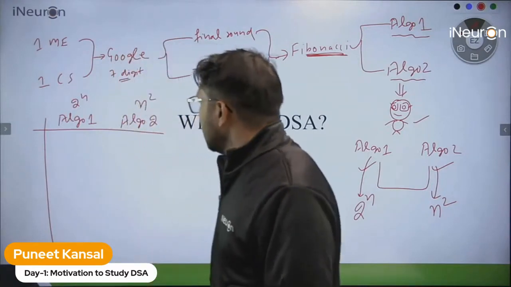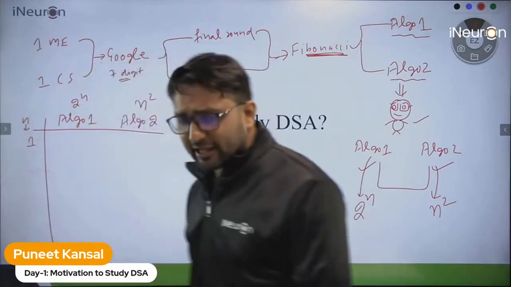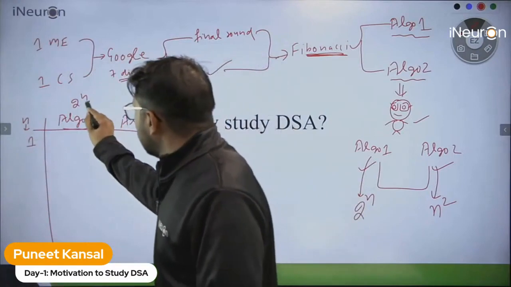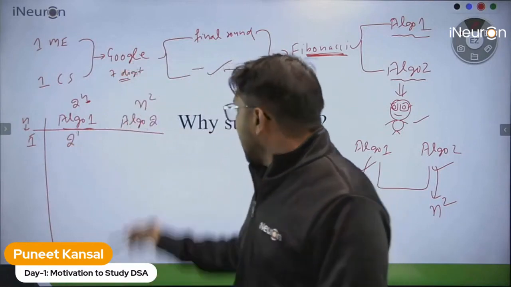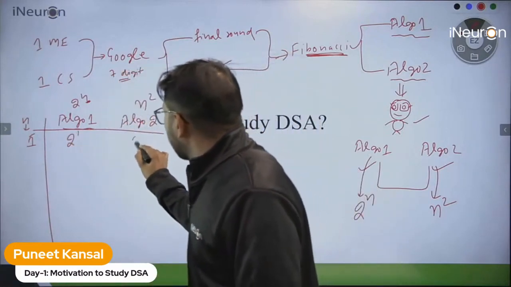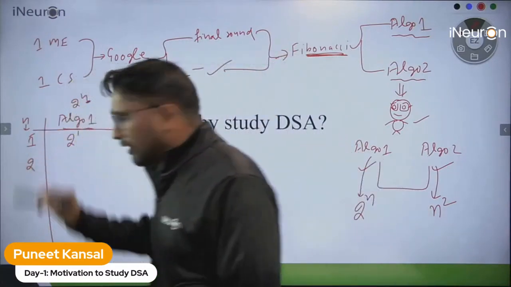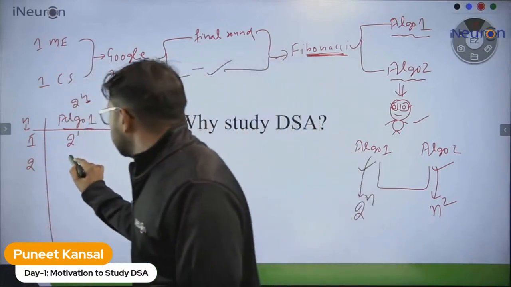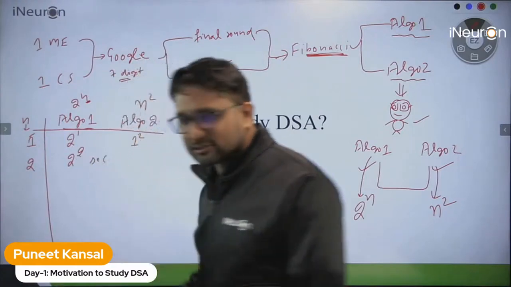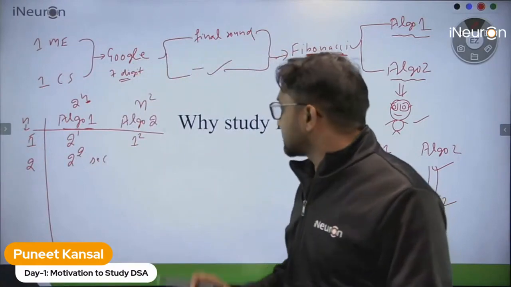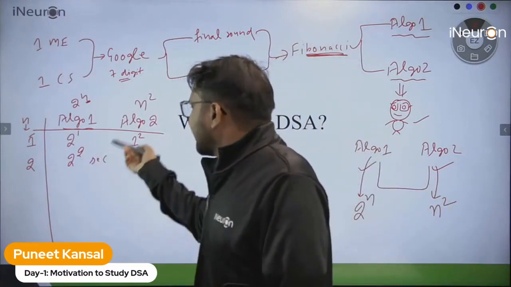He gave some input, n as input with value 1. In place of n he put 1, so input size is 1, so algorithm 1 was taking 2 power 1 time, and algorithm 2 was taking n square, that is 1 square, this much time. Then he increased the input size, giving n value 2, and this was taking 2 power 2 time. Let me write some unit also, although there is no unit for time complexity analysis, but let's suppose this is taking this many seconds.